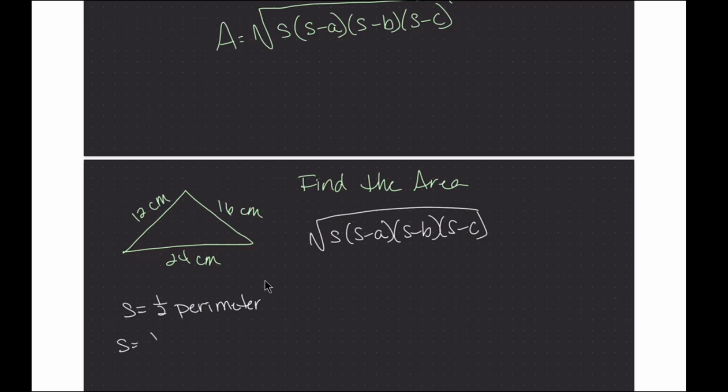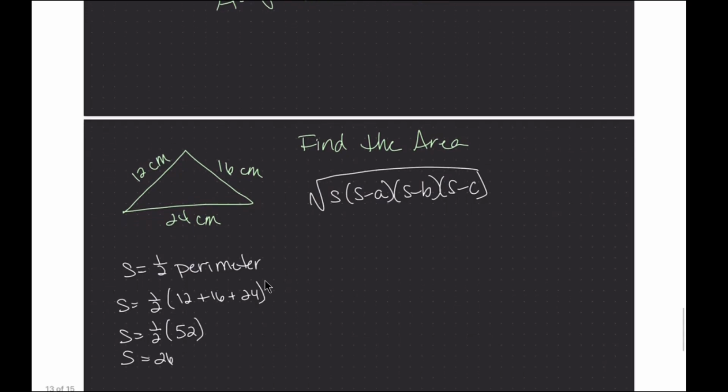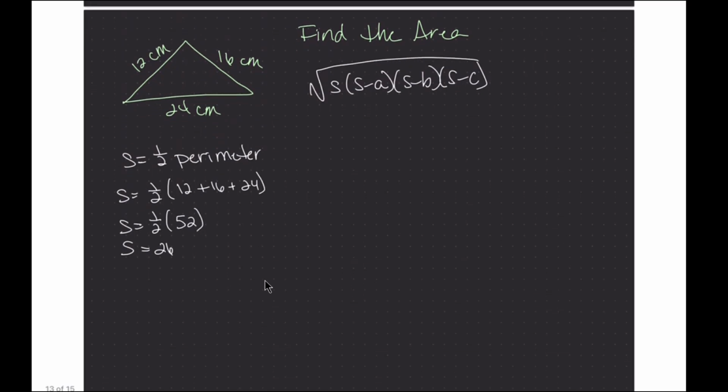So S is going to equal 1/2. Perimeter is the distance all the way around. So 12 plus 16 plus 24. So S is going to equal 1/2 of 52. So S is going to equal 26. I think I can put this up here now. We good so far?